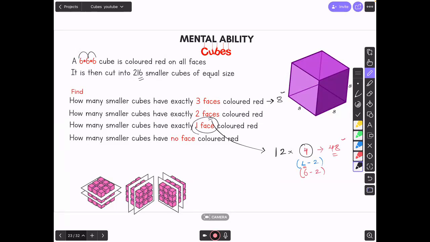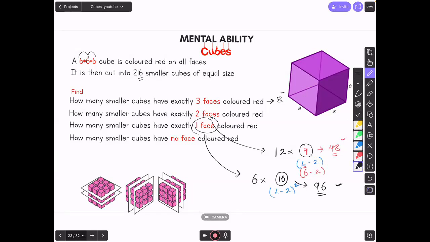1 face colored red, where do you find it? On faces. 6 such faces. The question is how many per face. That is again given by (length of the edge minus 2) squared. So the length of the edge is 6. 6 minus 2 is 4. 4 squared is 16. 16 times 6 is 96.